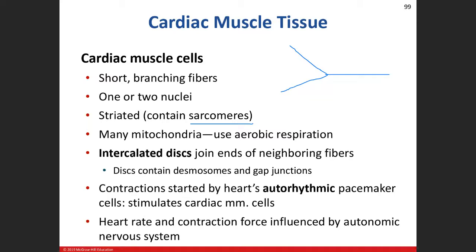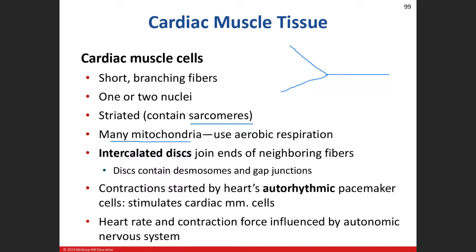Anyways, if you think about it, cardiac muscle needs an endless supply of ATP, pretty much, because it's always beating, okay? When you're sleeping, when you're awake, when you're exercising, when you're resting, it's always beating. So therefore, it only makes sense that we have tons of mitochondria in this tissue, okay?